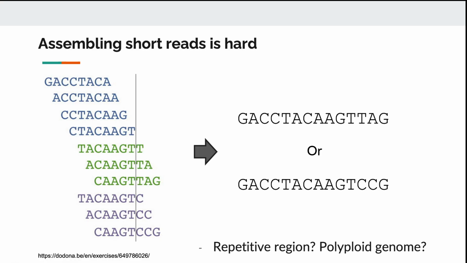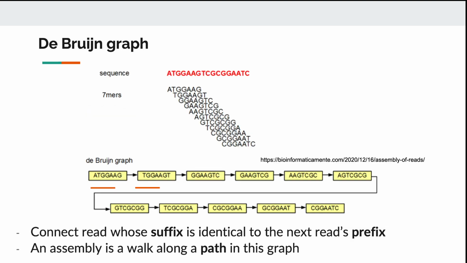You might have a repetitive region where one repeat ends with TAG and another repeat ends with CCG. Or you might have a polyploid genome where the DNA sequence on the father is TAG and on the mother is CCG. So sometimes with short reads there is not enough information to distinguish between the possibilities, or whether all possibilities are correct. But this is what we have to work with if we analyze short read data. So what can we do?